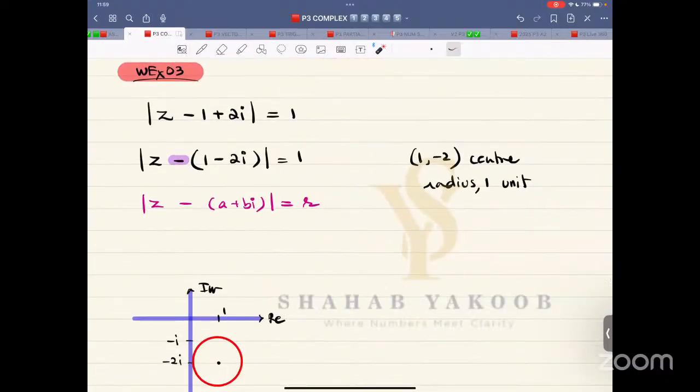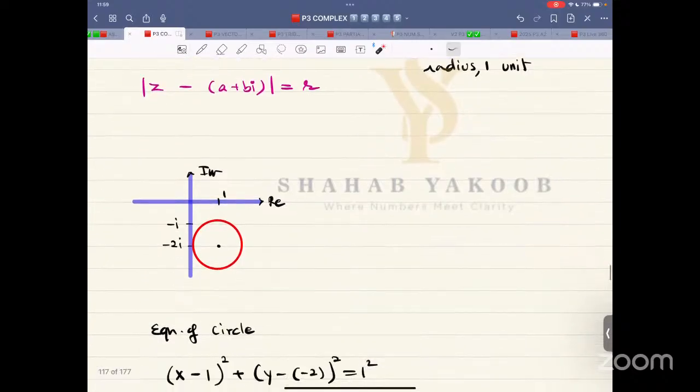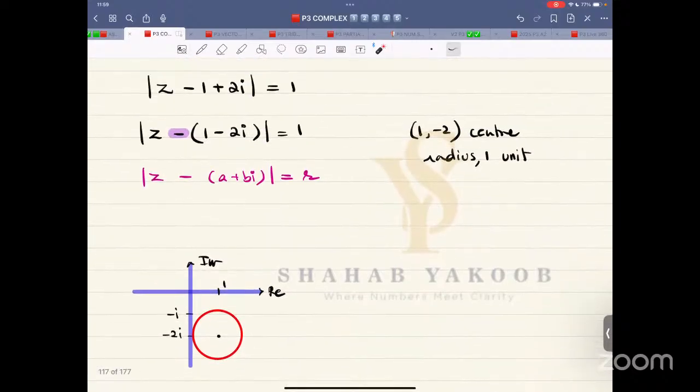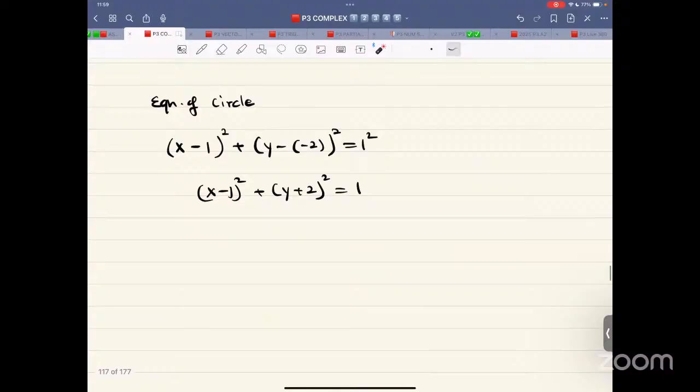Worked example 2, minus sign adjustment has to be there. And the diagram has to be realistic. Now this is 1 and -2, and the radius is 1. So that means it should be touching the y-axis, this circumference, the equation of the circle.